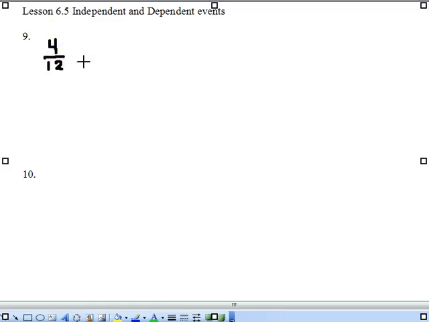Right, but here comes the dependent part. And let's go ahead and reduce this. 4 over 12 is equal to 1/3. Okay. Here is the dependent part, because now we're going to choose a marble again, and we want to know the probability of choosing another red marble, okay? But we've already chosen this marble, and it says without replacement, so we're not putting this red marble back.